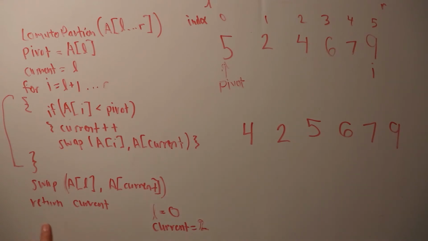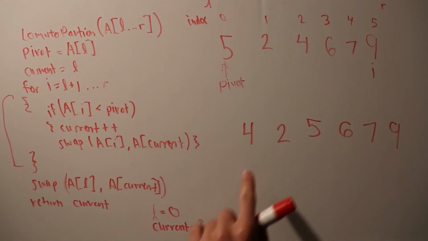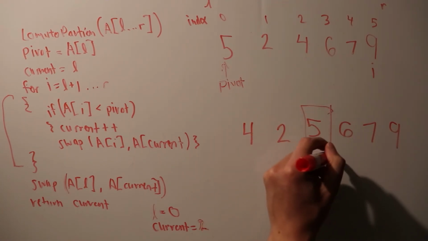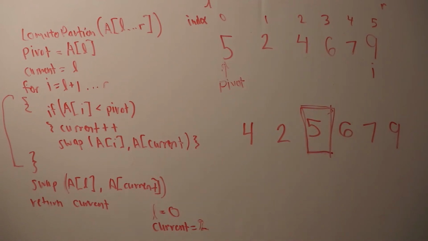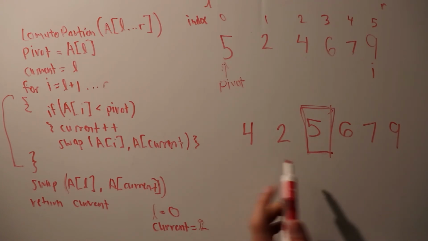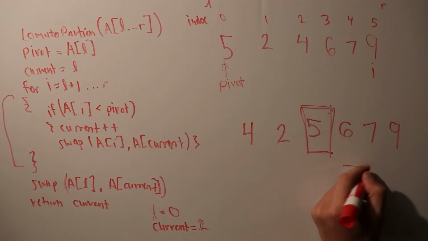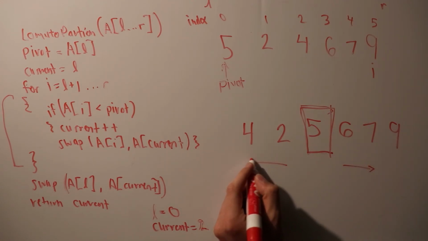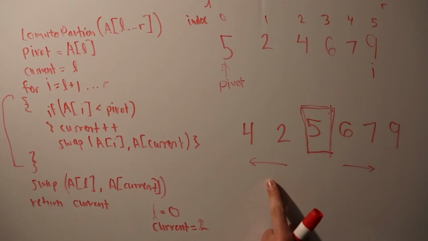And then what do we do? We return the current. What is current? Current is an index of 2, so that would be 0, 1, 2, this element right here. So what does this tell us? Now that we've partitioned, because the array obviously isn't sorted, what can we notice about this? We notice that everything to the right of 5 is greater than 5, and everything to the left of 5 is less than 5.